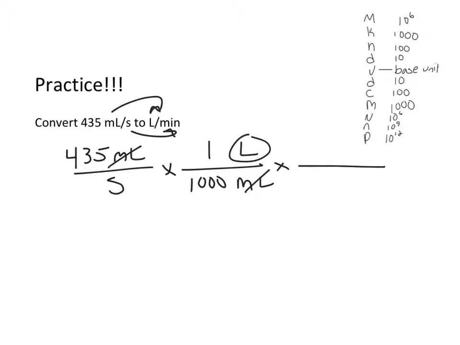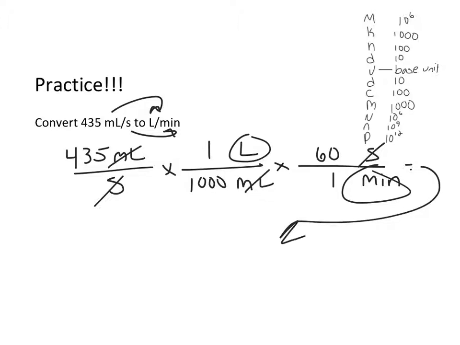Now I can put seconds on the top to get it to cancel, and I can put minutes on the bottom, and 1 minute contains 60 seconds. So seconds cancel. I get minutes on the bottom, so now I can plug that into my calculator, and I get 435 divided by 1,000 times 60 to get an answer to 3 sig figs of 26.1 liters per minute.